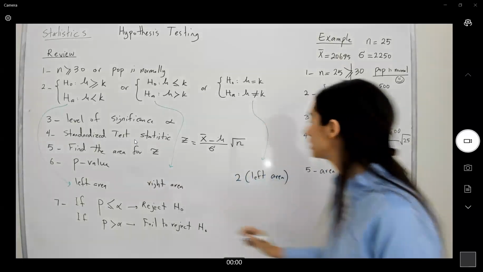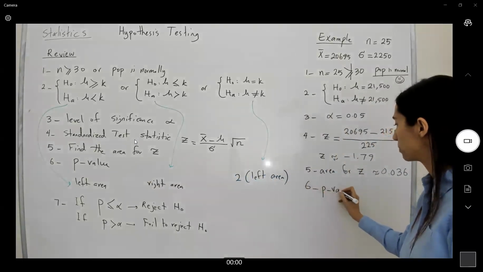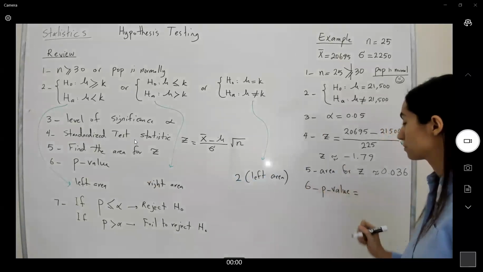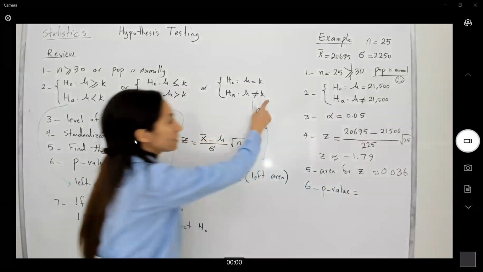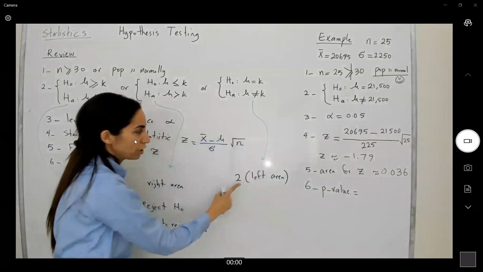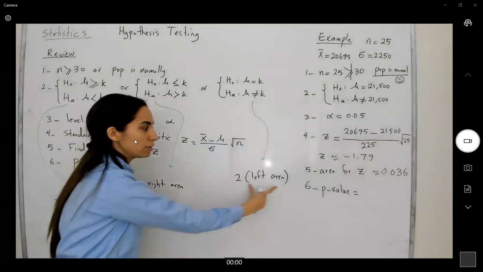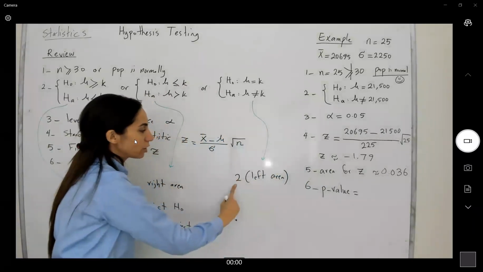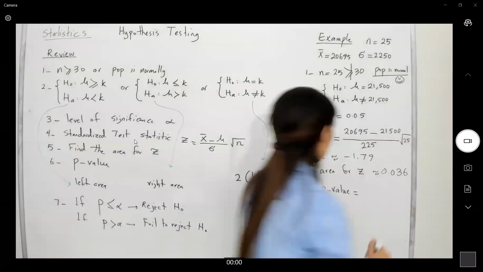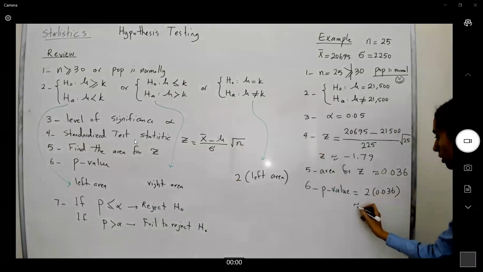What is the p-value? Remember, in this case, the third category, to find the p-value you have to multiply the left area by 2. So if I multiply 0.036 by 2, what do I get?